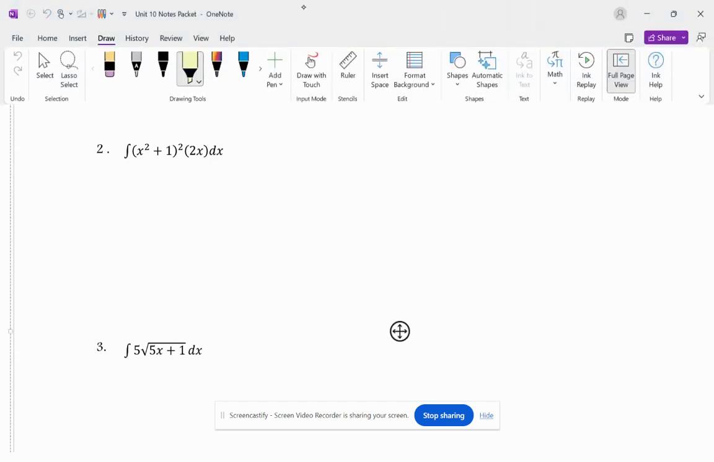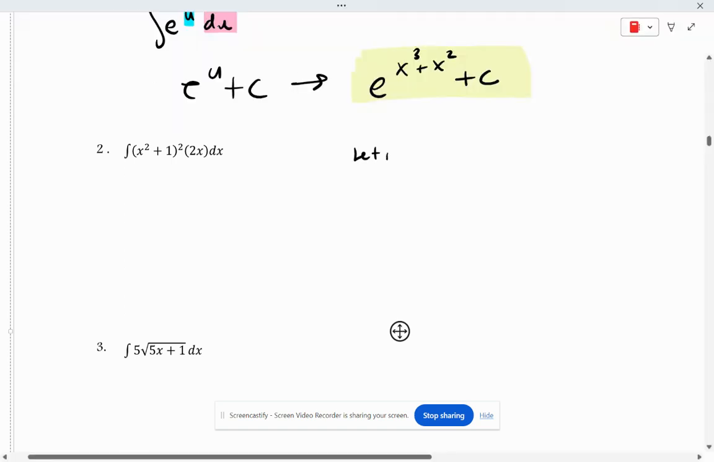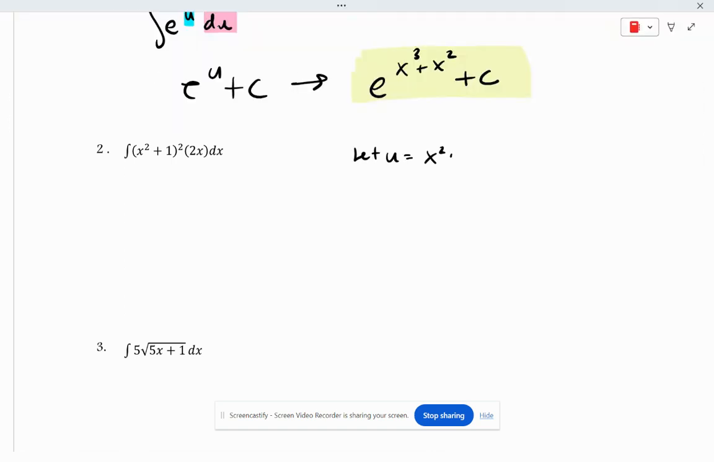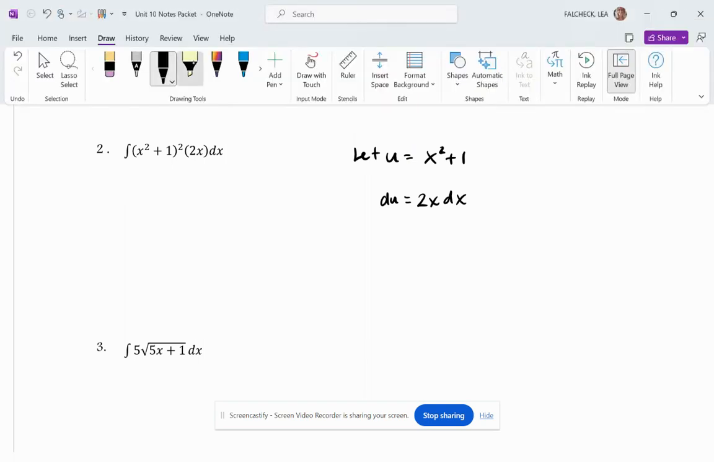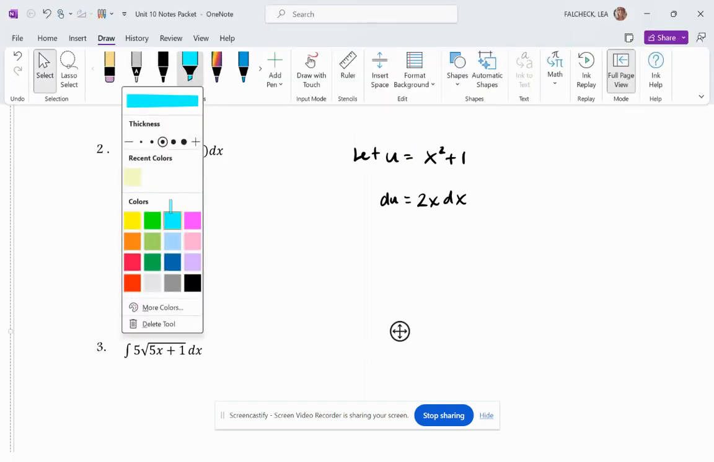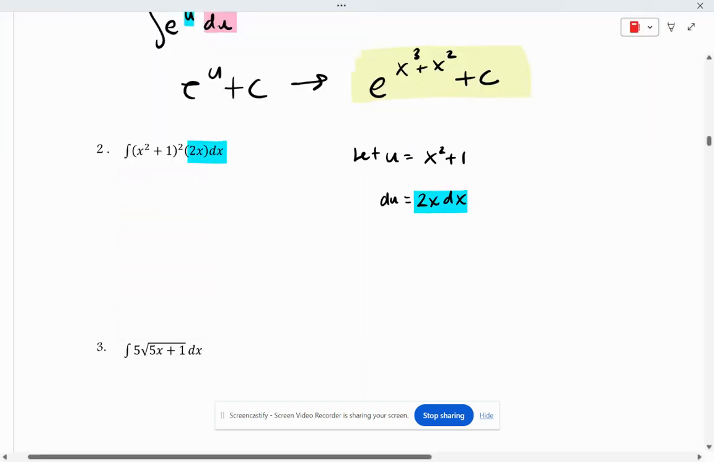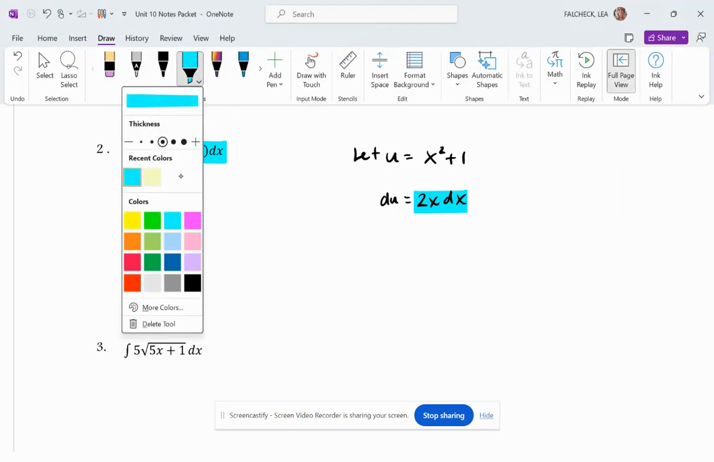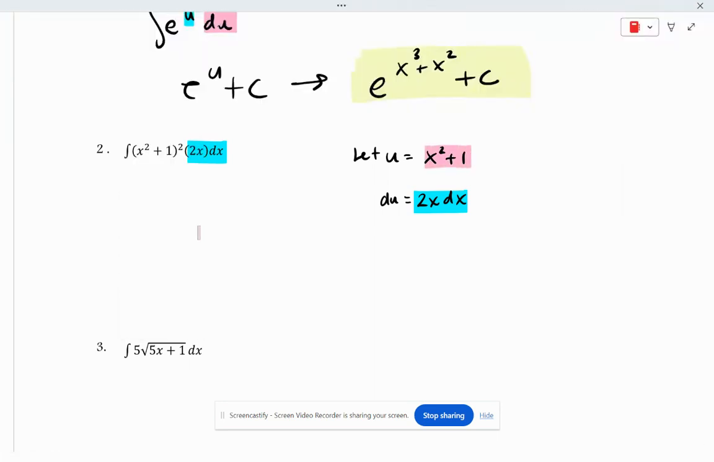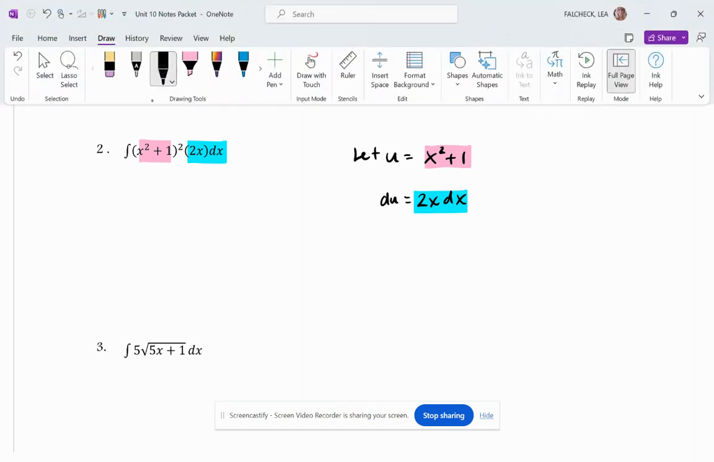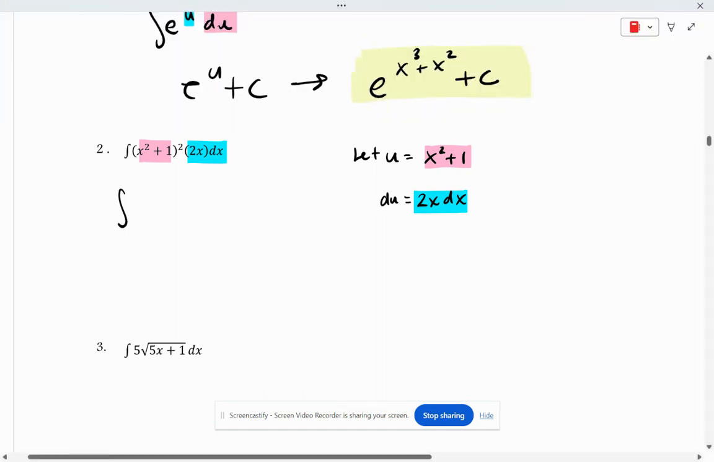We are going to let u equal x squared plus 1. du is 2x dx. All right, I see my 2x dx right here. I see what should be u right here. How should I rewrite this integral with u's?